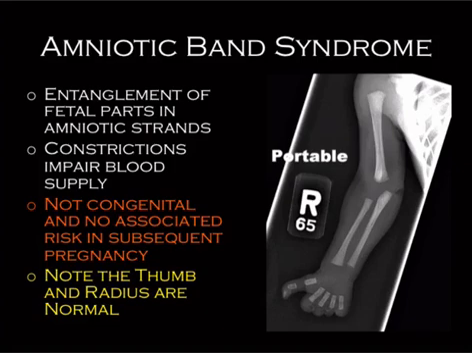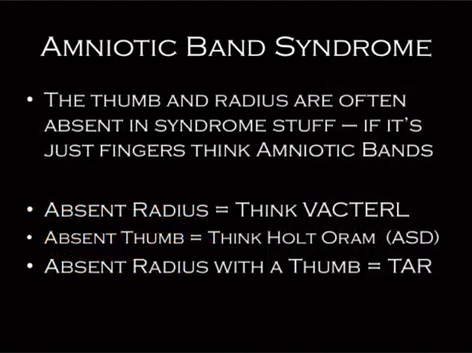Amniotic band syndrome can cut the whole arm off, can cut the head off, can do all kinds of terrible stuff. So it's not necessarily congenital. There's no associated risk with the next pregnancy. It's just some really bad luck. So again, notice that the thumb and the radius are present. So if you start seeing thumbs and radiuses missing, then you start thinking about more syndromic stuff.